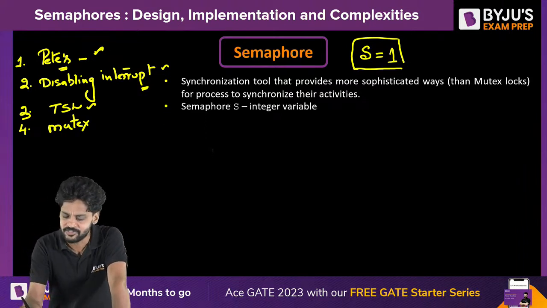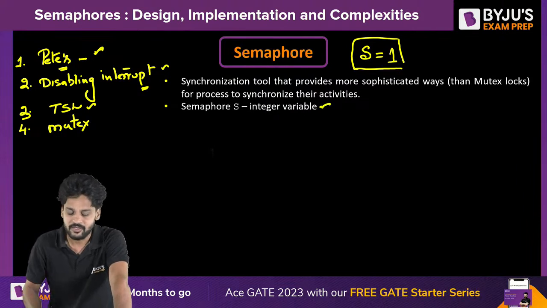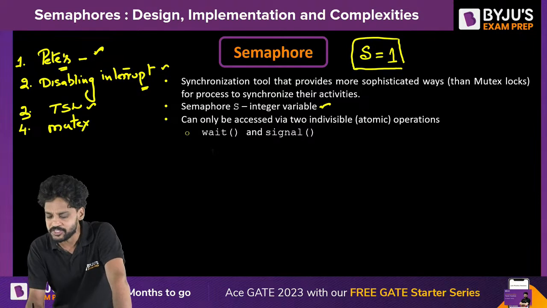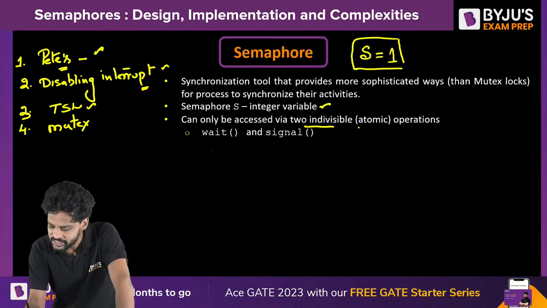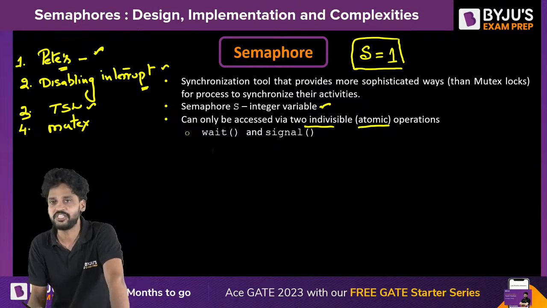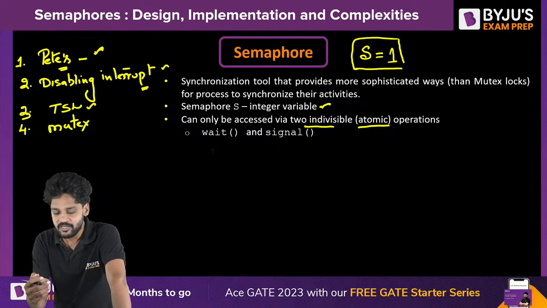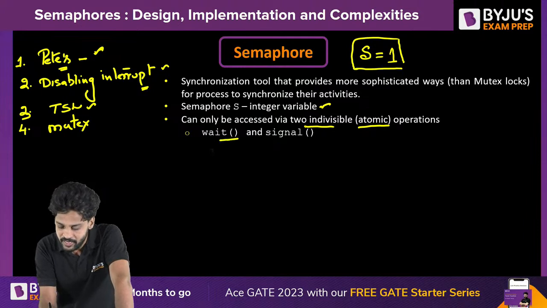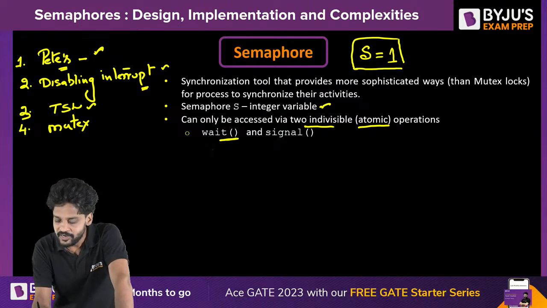Semaphore S, what is this? It is an integer variable. Then it can only be accessed via two indivisible operations. Sir, what is indivisible? Indivisible is atomic. I will talk about how atomicity will get implemented in some time. So semaphores can only be accessed by two operations. One is wait and one more is signal.